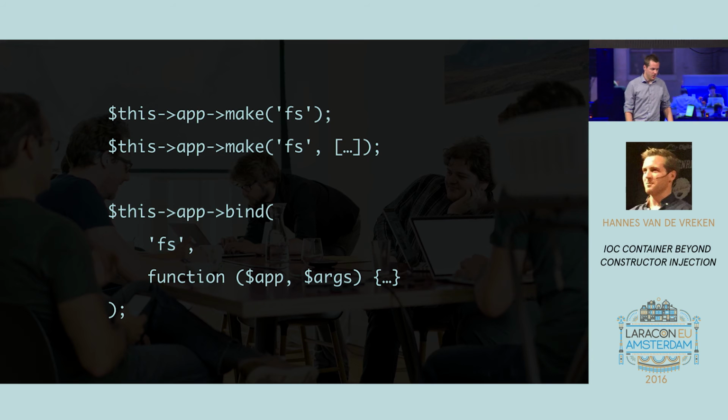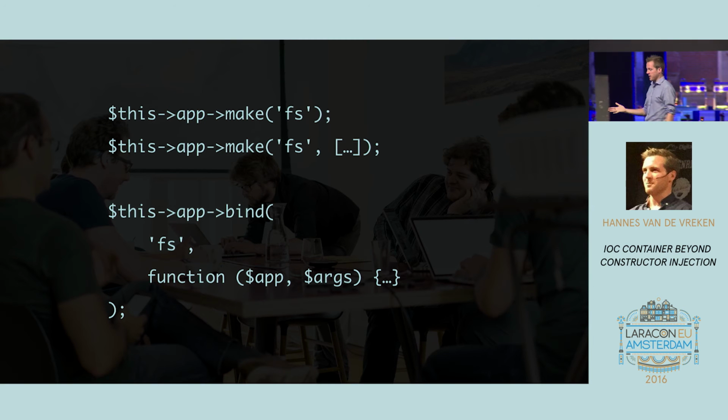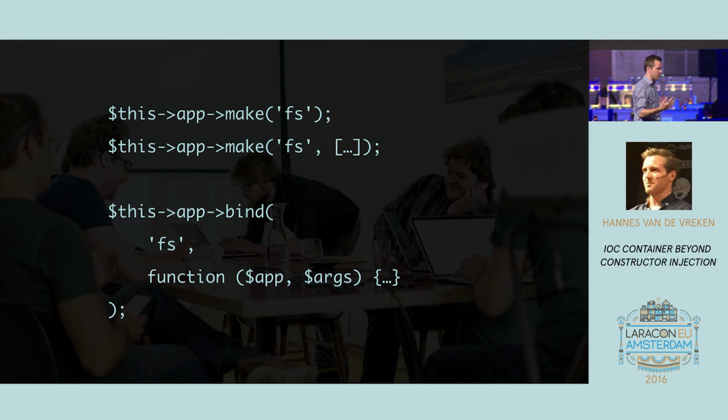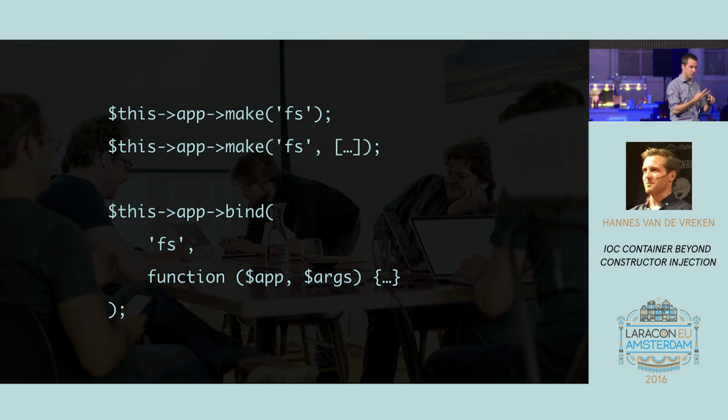So, for example, we can use this app make. When we need to make a file system object, we can use this app make. We can also pass some arguments there, some options. So the second parameter can be an array of options. We can listen to those options by using this app bind. And then the second argument will be an anonymous function, which will be called with 2 arguments. The first one is the application container, and the second one are the arguments.